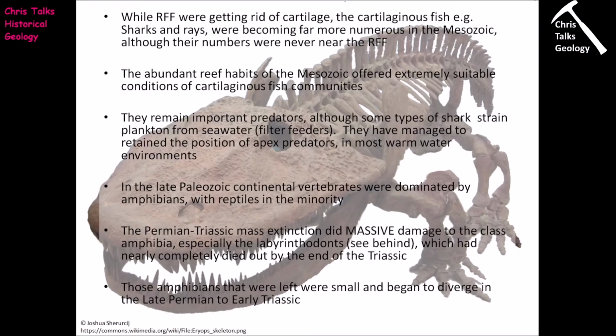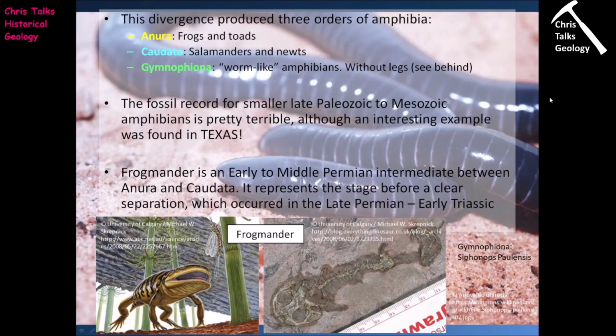So this means that the amphibians that were left were, on the whole, quite small, and they begin to diverge in the late Permian to early Triassic. So as we move into the Triassic, the large amphibians are out, and essentially we have much smaller amphibians, the kind of animals we're used to now. So the divergence of the amphibians produces three distinct groups. There's the Anura, so that's the group that includes frogs and toads. There's the Caudata, so that's the salamanders and the newts. And then there's the Gymnophiona, so those are worm-like amphibians, so they are legless amphibians, and you can actually see a picture of one in the background here.